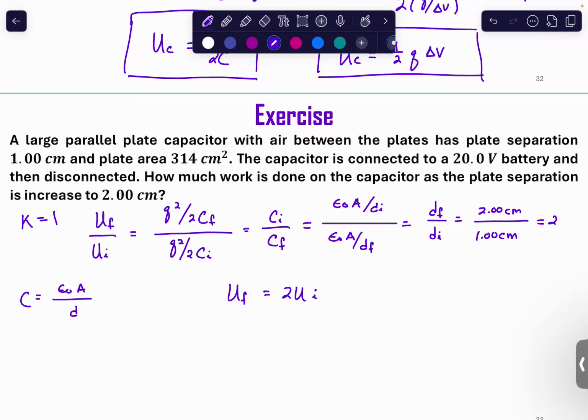Does anyone have an answer yet? You should get something in nanojoules.